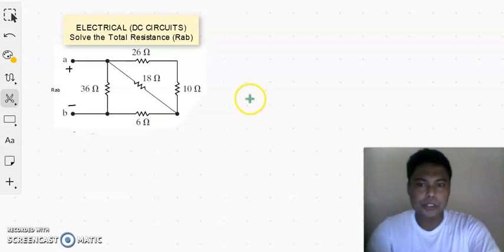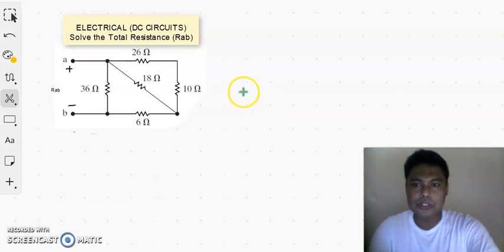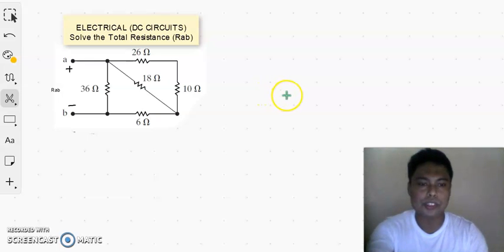For this session, we're going to solve all about DC circuits, solving for the total resistance.